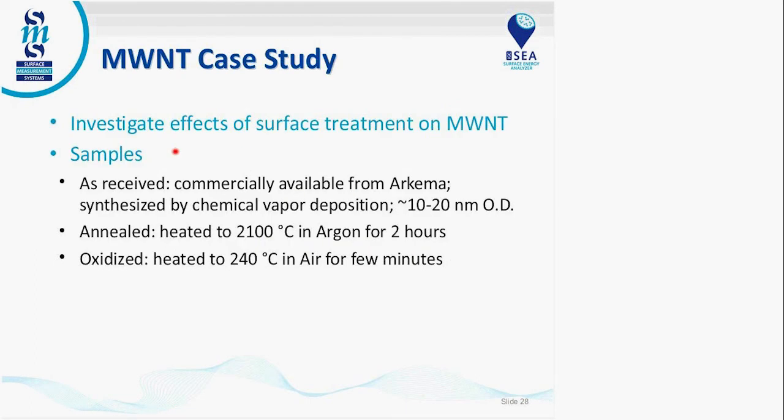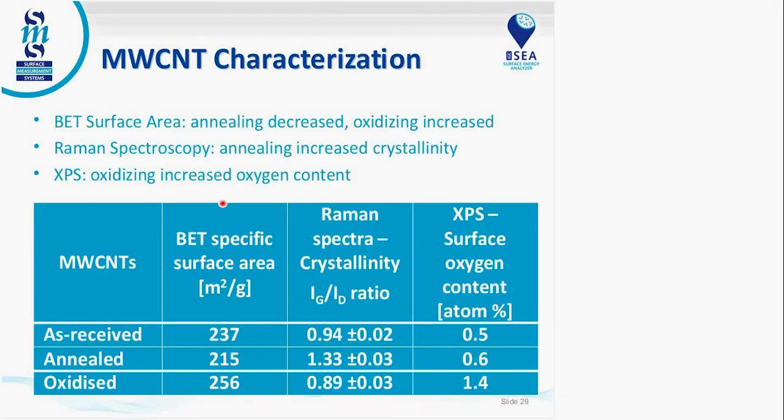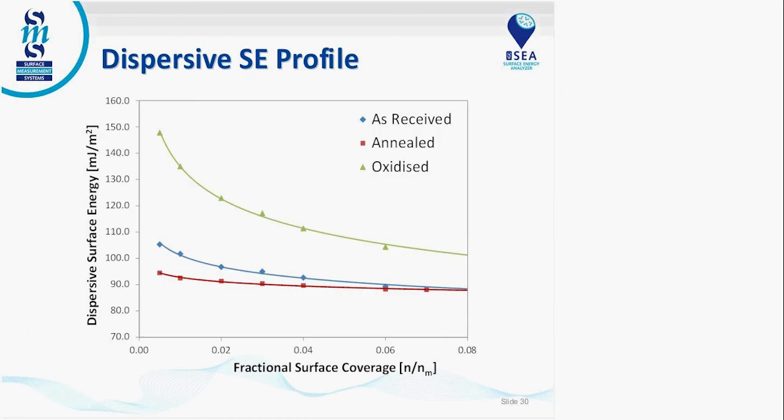Looking at some multi-wall carbon nanotubes, we have as received, annealed, and then oxidized. Again, we wanted to look at some surface properties. We look at the surface area, the crystallinity, and the XPS surface oxygen content. As expected, as you oxidize the surface, you see an increase in oxygen content. As you anneal the surface, you cause it to become more crystalline. So we would expect that the annealed surface might be lower in energy, and the oxidized surface would be higher in energy. And we can see here from the surface energy results, we see exactly that.